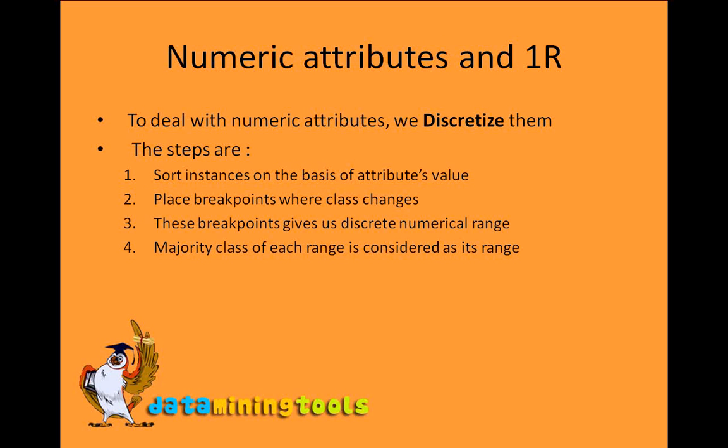Then we have the case when we have numerical attributes. To deal with numerical attributes, we discretize them. How do we discretize them? Basically, we sort all the instances on the basis of this numerical attribute. Then we place breakpoints whenever the class changes. These breakpoints give us discrete numerical ranges, and the majority class of each range is considered as its class.